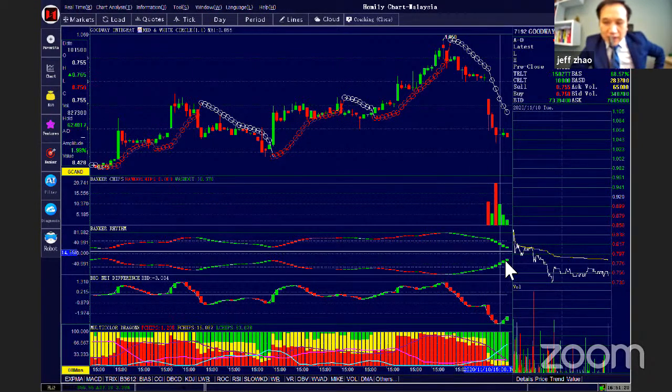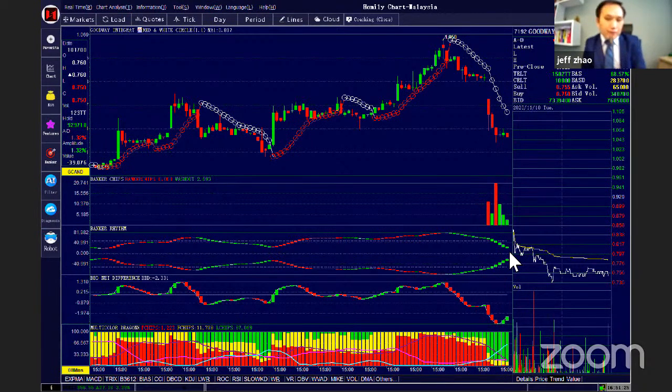Now it's landing, not landed. Landed means when the two lines cross each other, then you have landed. Then it should be the end of the downtrend. Now it is something like the halfway point of the downtrend.